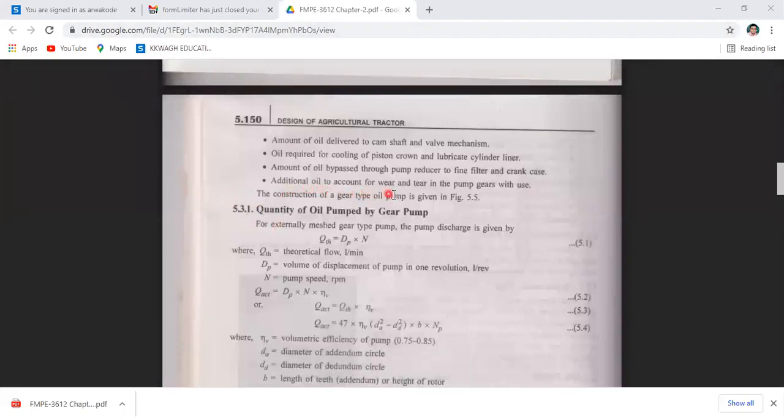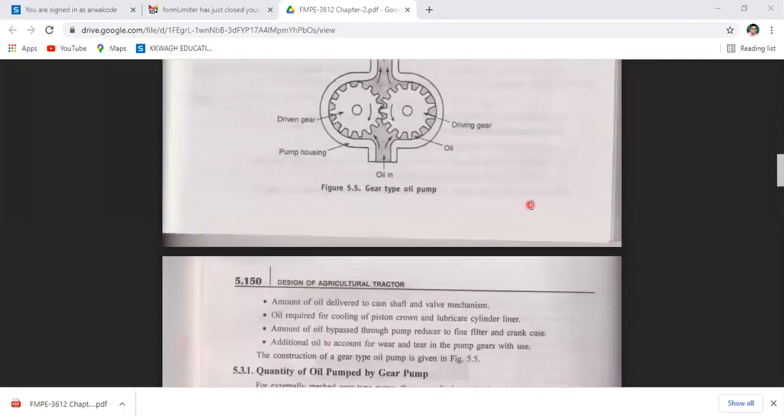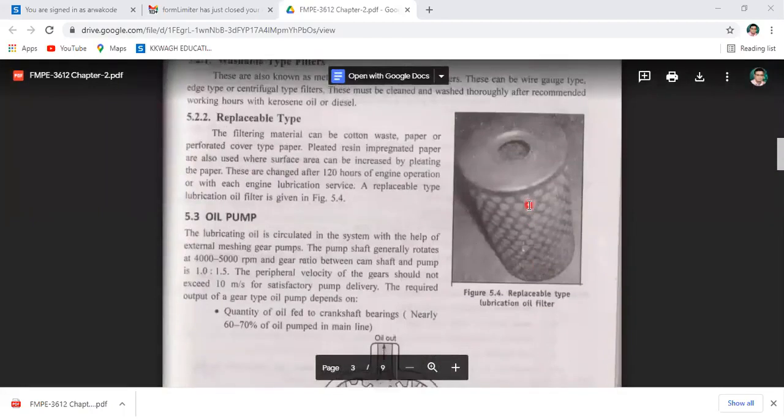To account for wear and tear in the pump gear with use. So these are the general points. This is the oil pump.